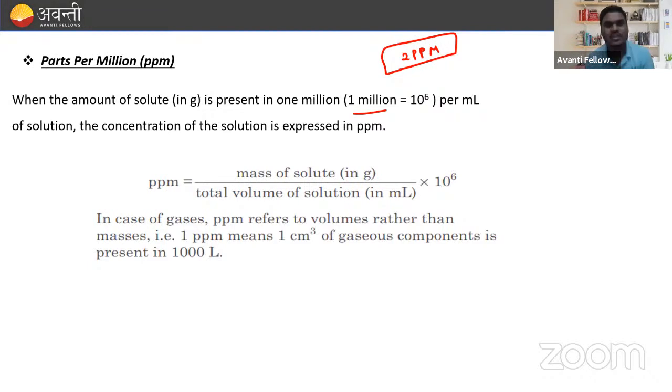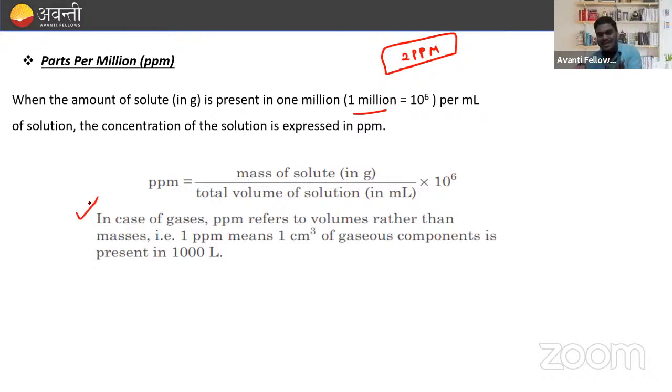So when the amount of solute in gram is present in 1 million grams, or per ml of solution, the concentration of the solute is expressed in ppm. In mass percentage, you observe that 10 raised to the power 2, or we say 100, is there. But in parts per million, it will be 10 raised to the power 6. That is, you have to calculate how many grams or how many ml of the component are present out of 1 million. That is how you calculate parts per million.